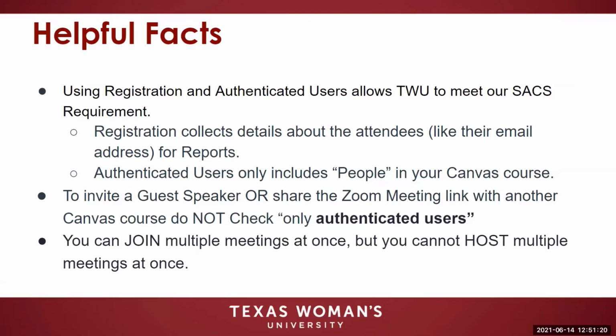Registration collects details about the attendees, like their email address, for reports, which you can use for attendance. Authenticated users allows only registered students listed on the People page of your course to join the Zoom meeting.